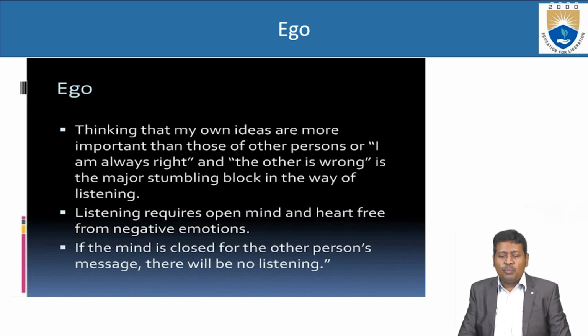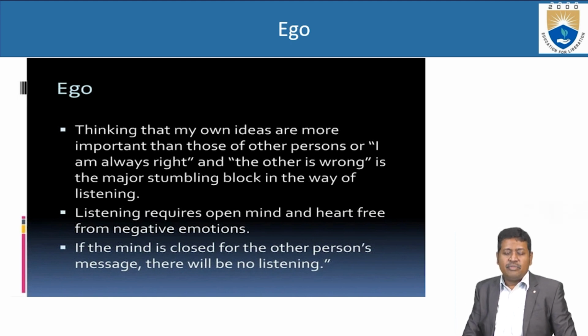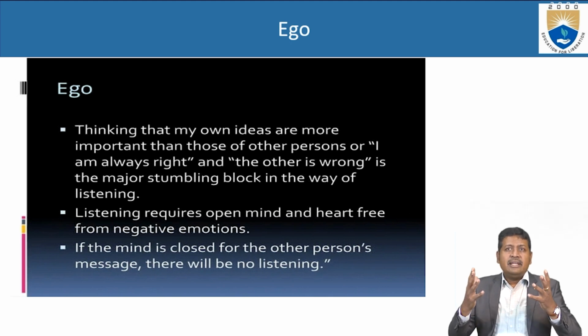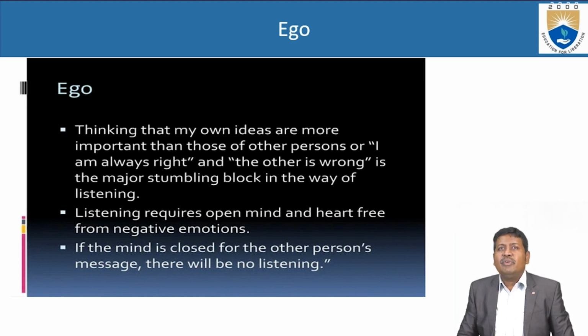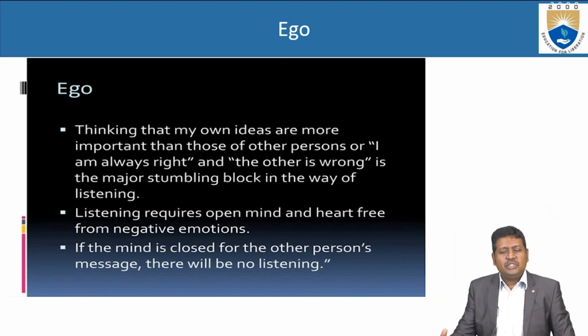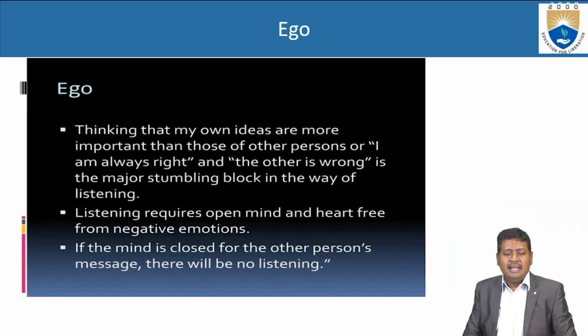Listening requires an open mind and a heart free from negative emotions. If the mind is closed to the other person's message, there will be no listening. That means when you listen to the opposite person with a closed mind, there will be no listening. The person who is receiving the message should do open-minded listening. It should not be closed listening. It should be broad-minded listening. And ego is one of the biggest barriers in the process of listening.